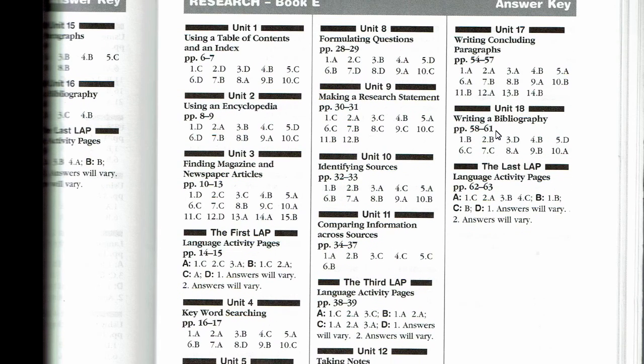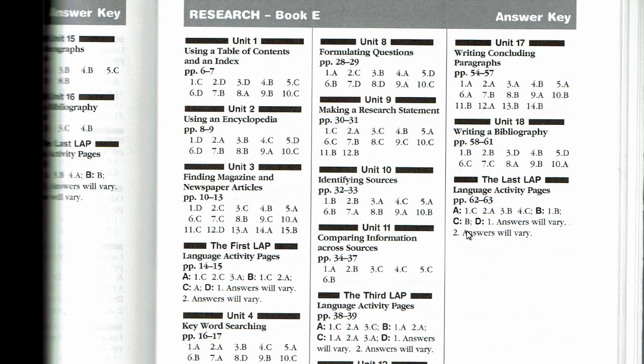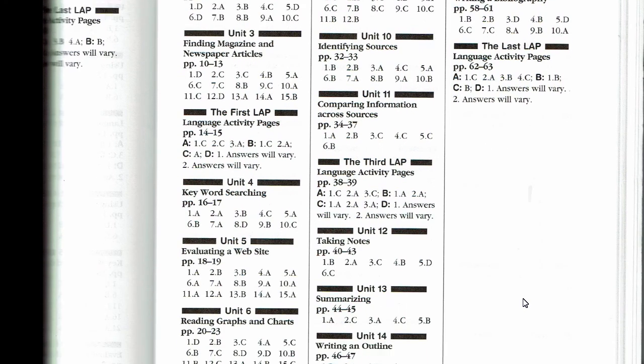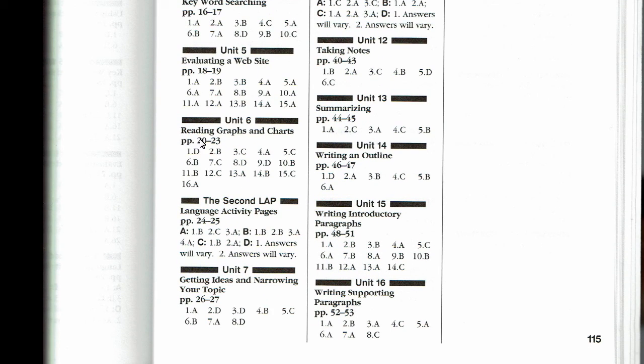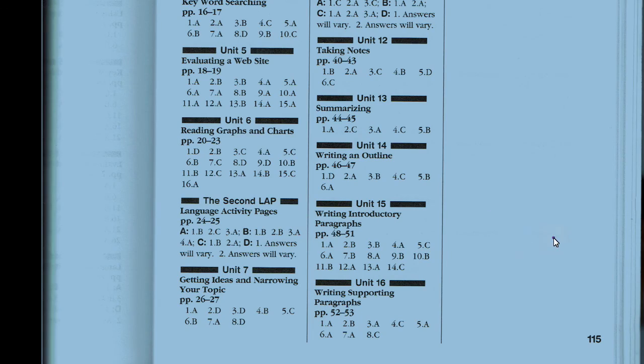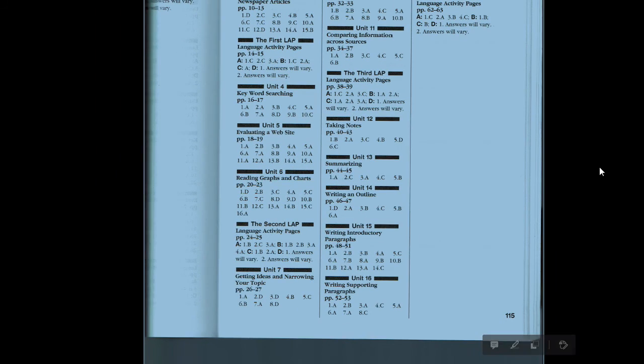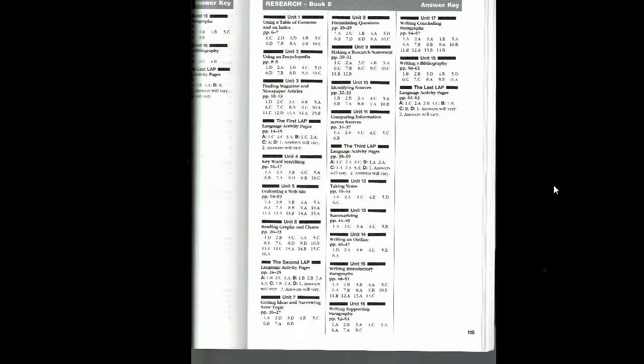If the language activity pages had fill in the blanks or words, I normally zoom in. The last language activity page is over here. And then of course you can see after the first three units, the first one is located right after. So all you have to do is follow the pages. All right, and that is the answer key for that.